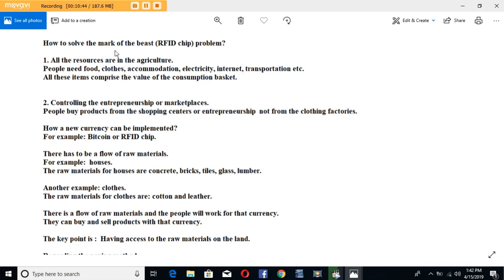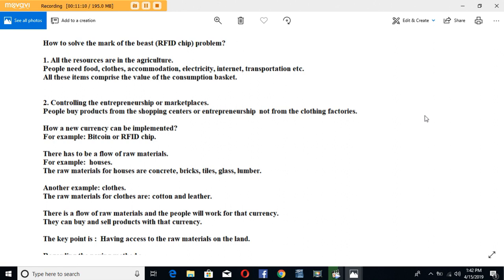How to solve the mark of the beast (RFID) chip problem. 1. All the resources are in the agriculture. People need food, clothes, accommodation, electricity, internet, transportation, etc. All these items comprise the value of the consumption basket. 2. Controlling the entrepreneurship or marketplaces.